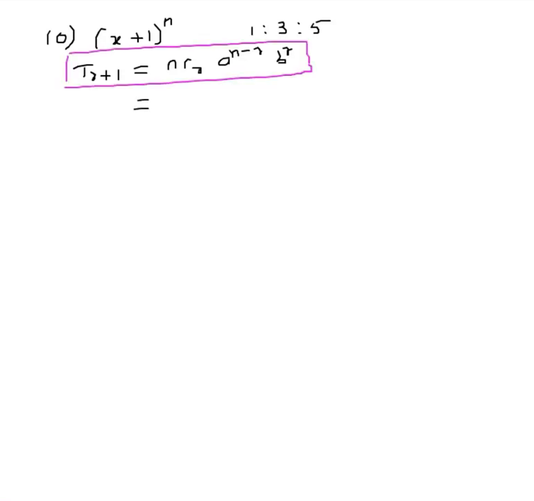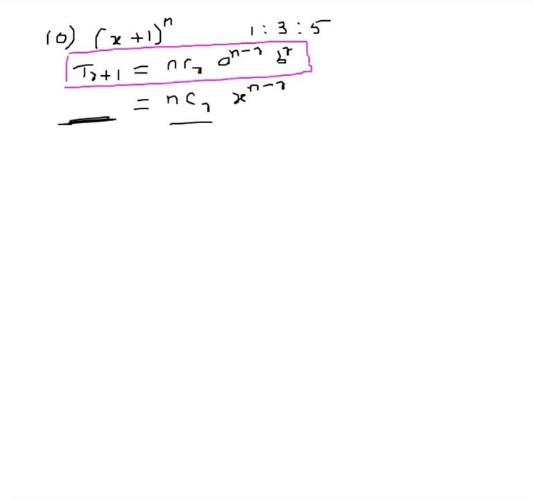Question 10. The coefficients of the r minus 1th, rth and r plus 1th terms in the expansion of x plus 1 whole raised to n are in the ratio 1:3:5. Find n and r. Let us write the general term formula. Tr plus 1 is NCR, a raised to n minus r and b raised to r. N is n, a is x, and b is 1. This is r plus 1th term.